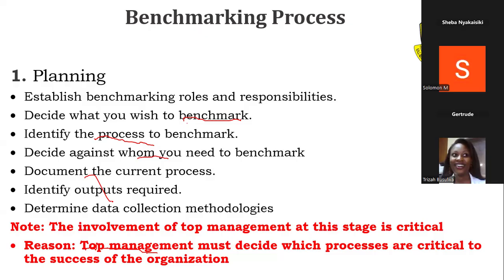What do you expect to be the outputs required for the benchmarking process? Not the process itself, but for the benchmarking process. What do we expect to be our outputs? What should be our key milestones that we must hit? And that at the end of the day, when we report back, we communicate. We say, this is what we wanted to change, and this is what we've identified as our key requirements and assumptions. We also identify the data collection methodology.